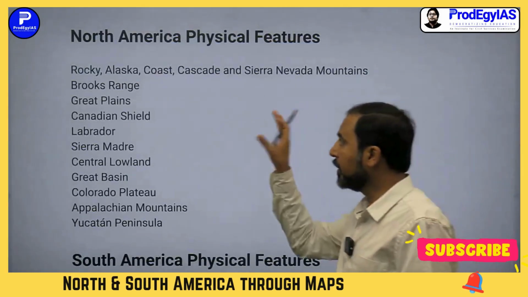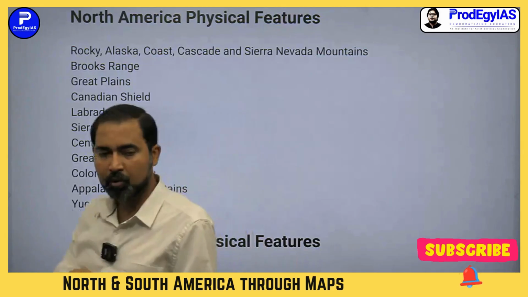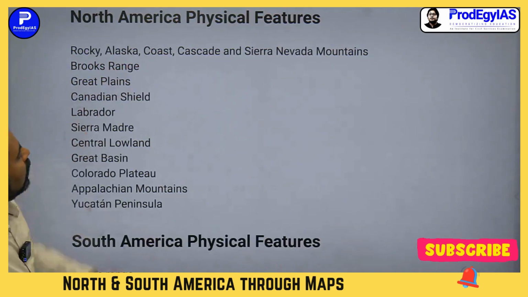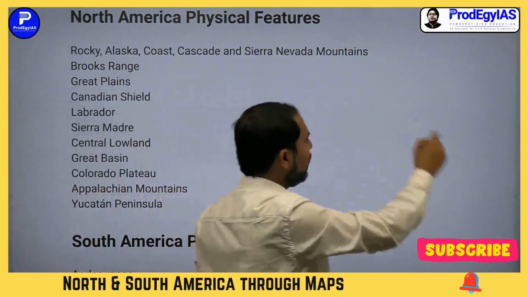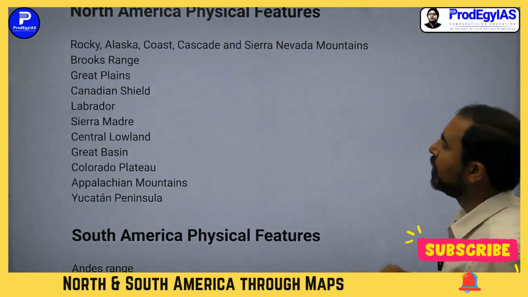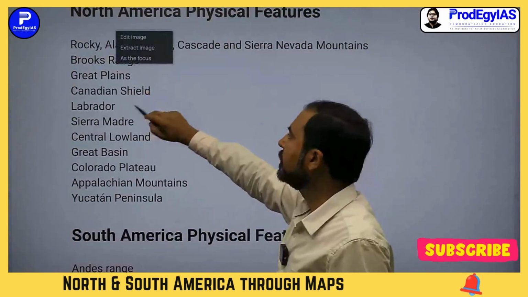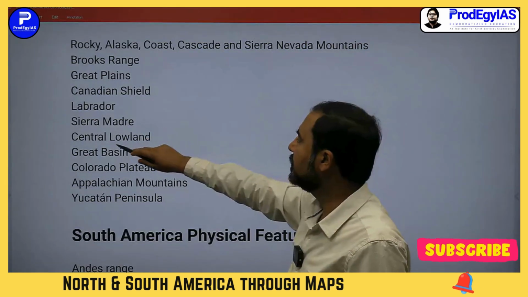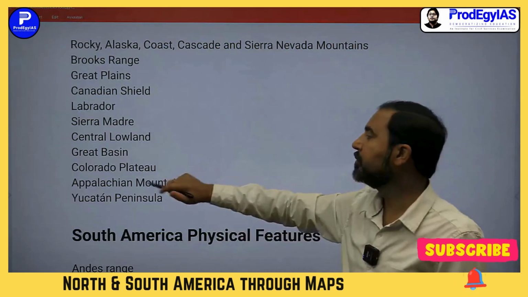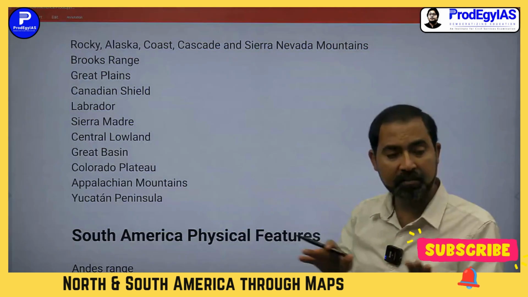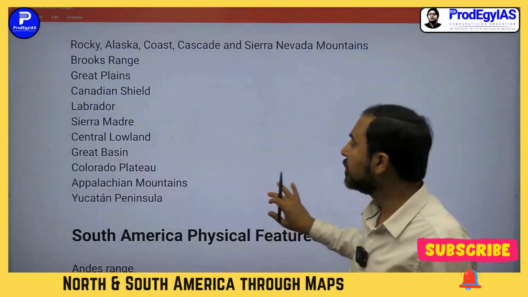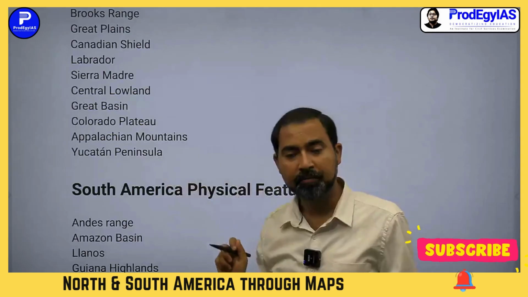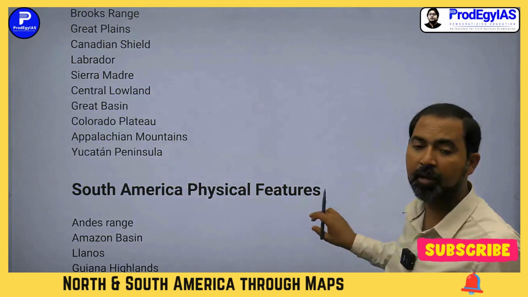So in North America, there will be major physical features. Note them down. We'll see them on the map of North America. Rocky, Alaska, Coast, Cascade, Sierra Nevada, they are the mountain ranges. Brooks Range, Great Plains, Canadian Shield, Labrador, Sierra Madre, this is also a mountain range. Central Lowland, this is a basin area. Great Basin, though it is named as basin, it is like a plateau, like a highland. Colorado Plateau, Appalachian Mountains, and Yucatan Peninsula. Yucatan Peninsula is in the Central American, Middle American region, right?